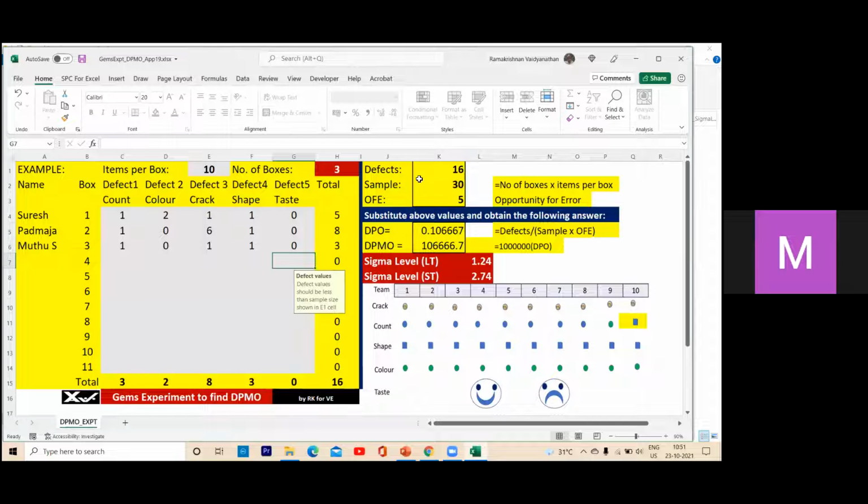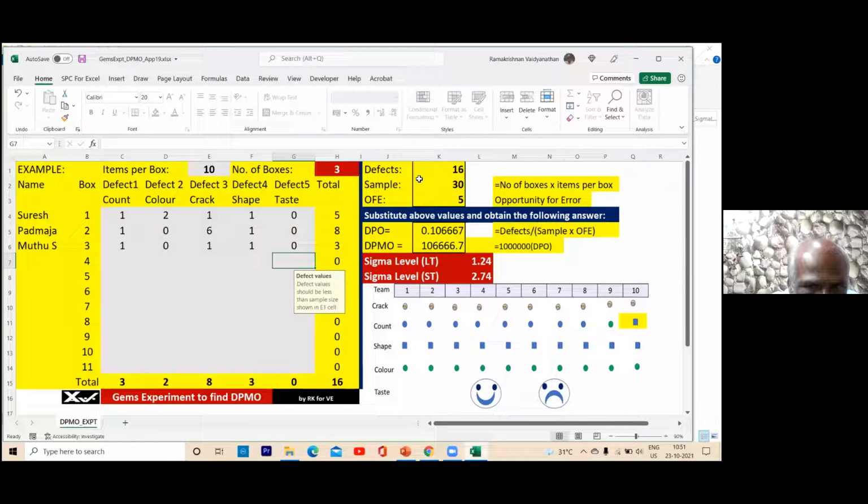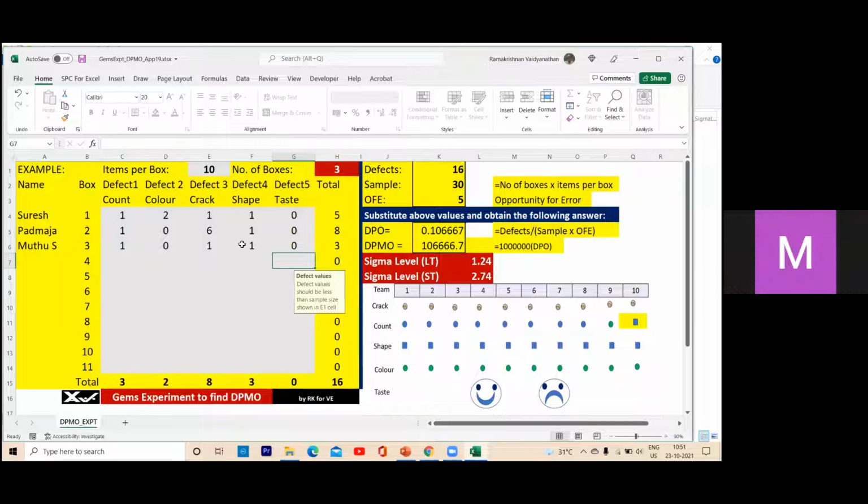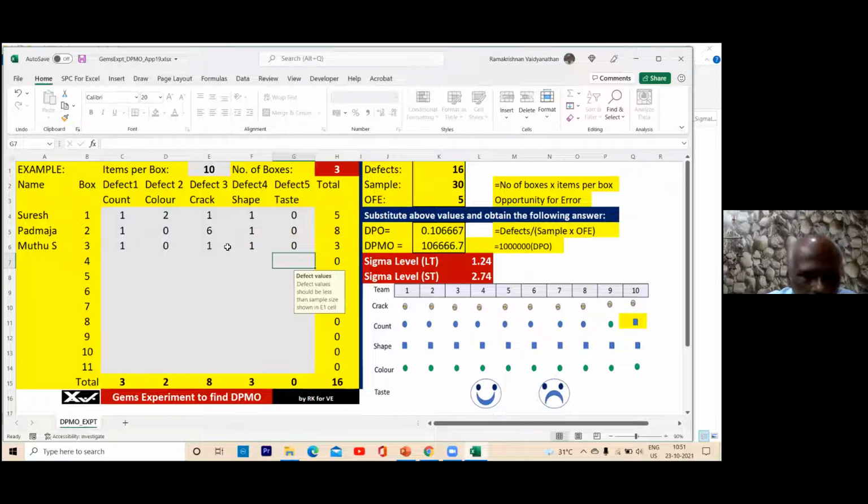Sir, one clarification. In this I have the crack and shape occurring in the same item. See, one particular item has got 2 defects. Crack is a defect there, shape also is a defect there. Therefore, you are correct in saying crack 1, shape 1 for the same item. Yes, sir. Very good. Because we are mentioning it per item, on the aspect of defect, not with respect to the item. Taste is okay.